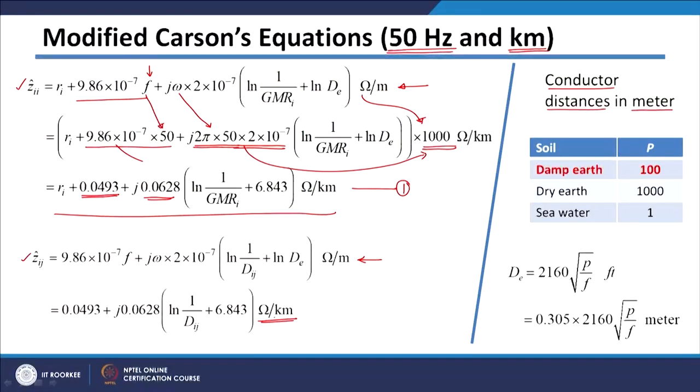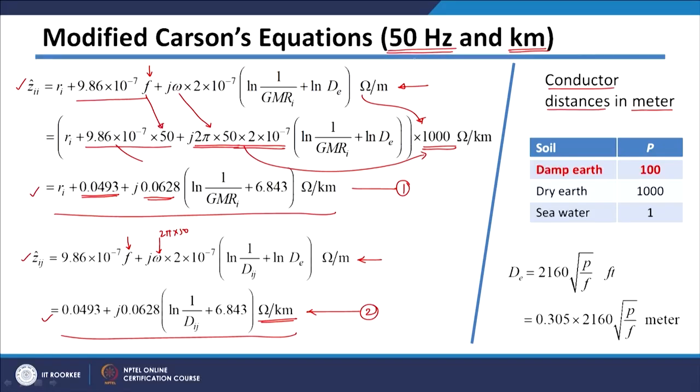So, we need to multiply this expression by 1000, and then put the frequency equal to 50 hertz, and here also it will be 2 pi into 50. If you put these values, I will get the expression for mutual impedance. So, this is expression 2, this is the expression for self impedance, and this is the expression for mutual impedance.